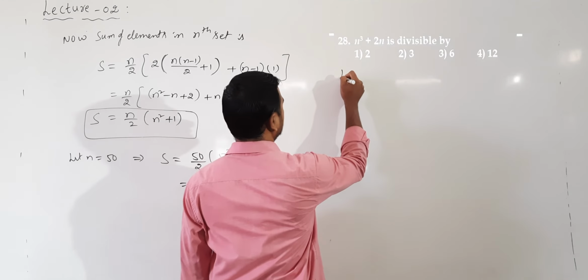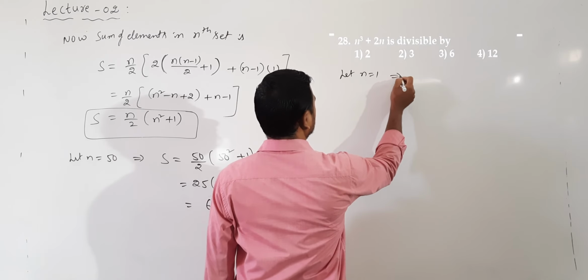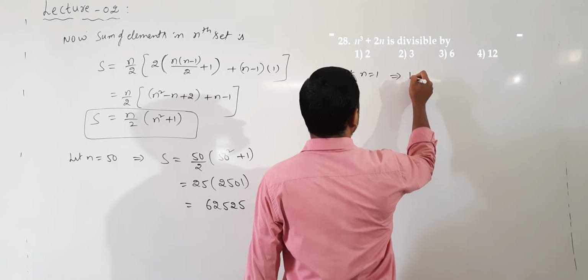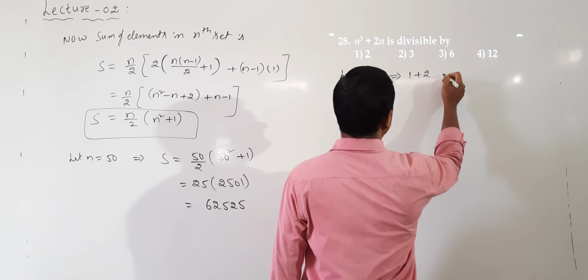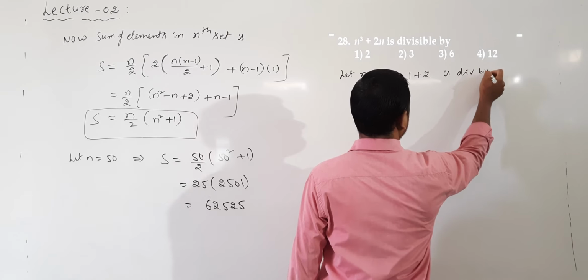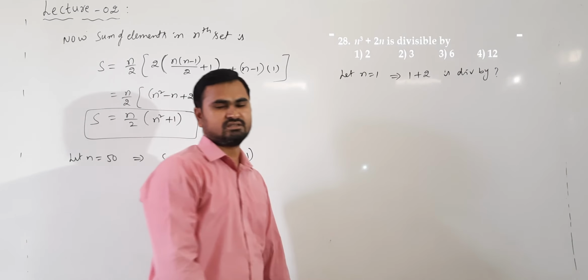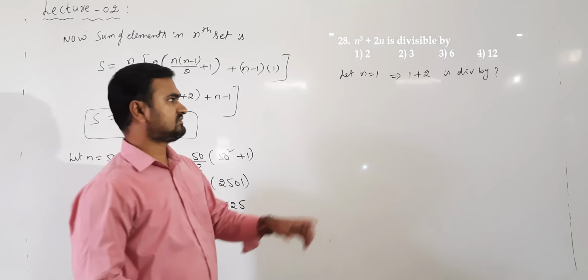Let us take n equal to 1. So n is 1 means 1 plus 2, that is 3. 3 is divisible by which of the options? 3 is divisible by 2, this is wrong. 3 is divisible by 3, can be correct. 3 is divisible by 6, not divisible. 3 is divisible by 12, that is also wrong. So only one option satisfies here. 3 is divisible by 3. Okay. So second option will be correct.